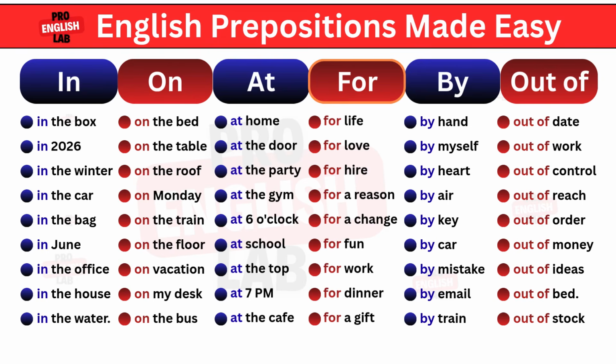By. We use by to show method or how something is done. For example, by hand. By myself. By heart. By air. By key. By car. By mistake. By email. By train.